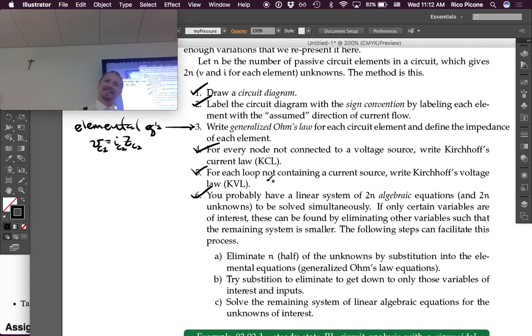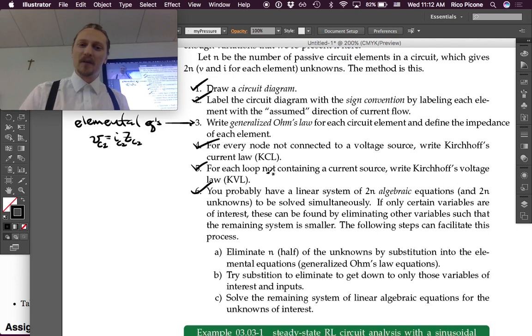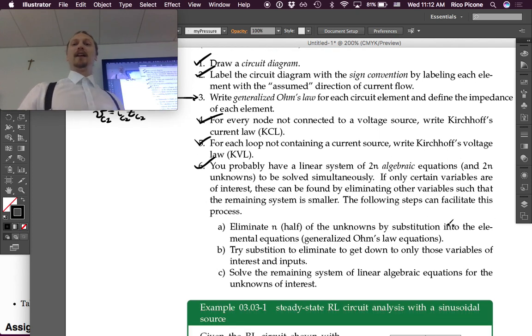Welcome. So these are the steps. First, eliminate half the unknowns by substitution into the elemental equations, which are just generalized Ohm's law equations. That's the same step we did before. We can eliminate half of them right off the top, which is nice. And then step B, try substitution to get down to only those variables of interest and inputs.